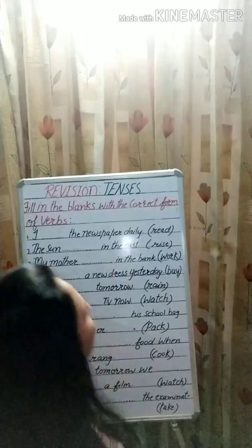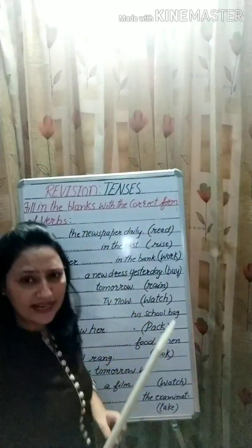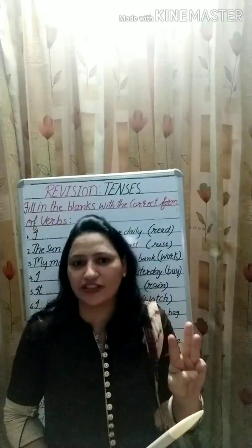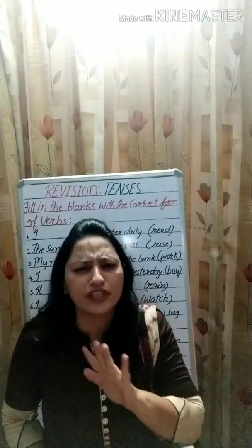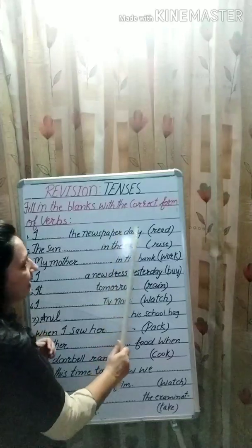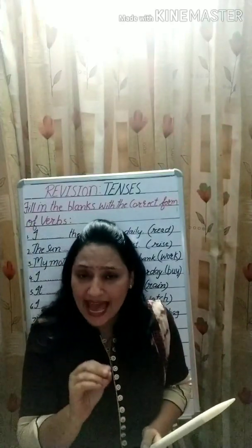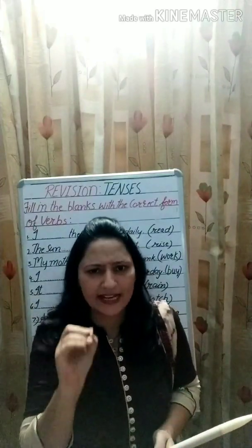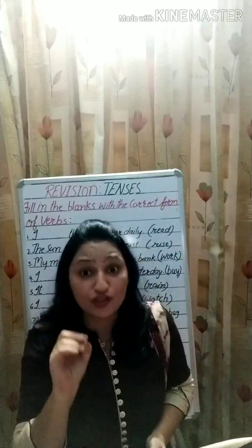Fill in the blanks with the correct form of verbs. So my dear students, first of all, I'll read out the first three sentences. You listen to it and look at the board carefully. First, "I dash the newspaper daily." The first sentence indicates that someone is in the habit of reading a newspaper daily. It is his or her habitual action.